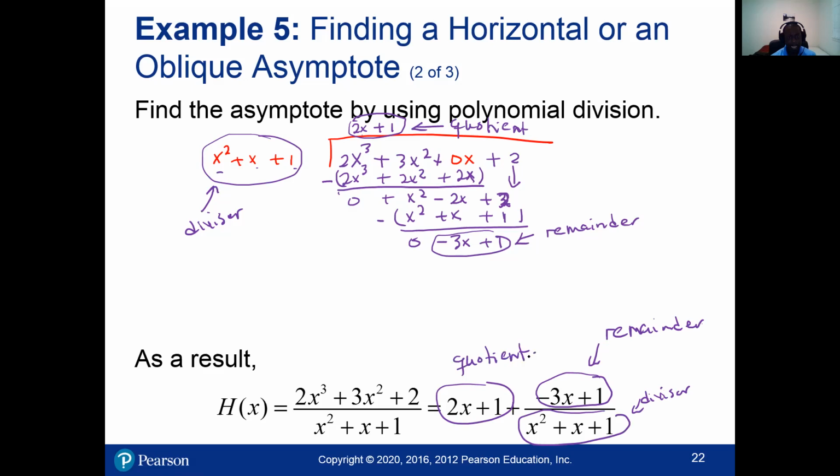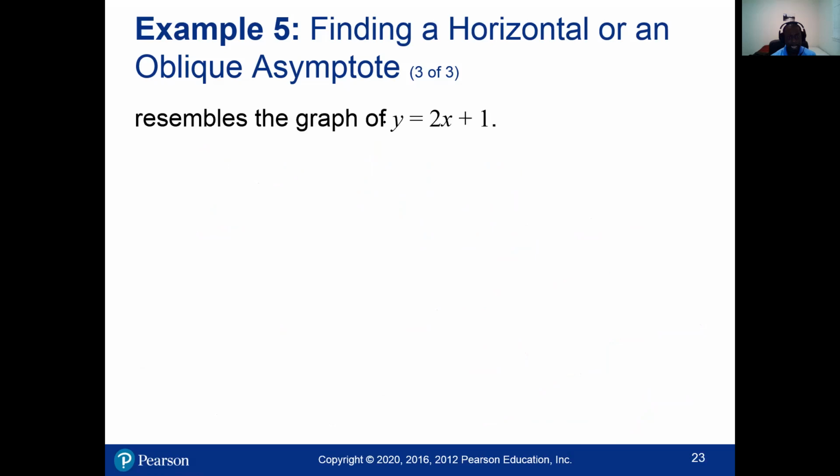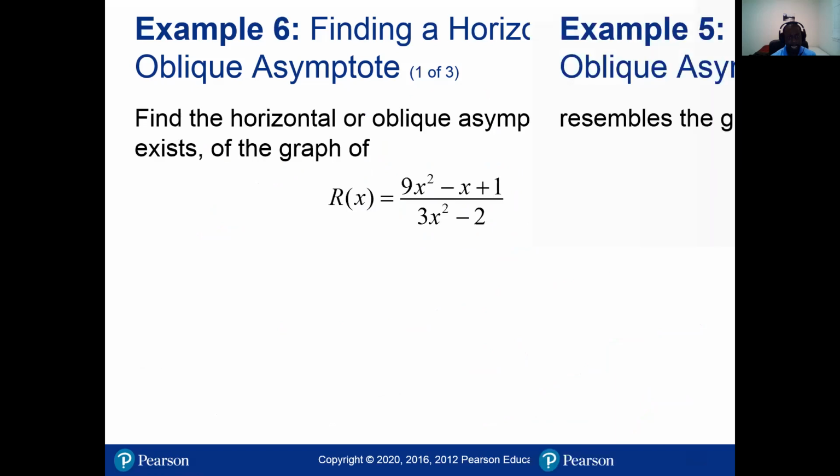So in the next slide, the line y is equal to the quotient, which is 2x plus 1, is actually your oblique asymptote. So we say that the graph resembles this, meaning that this is your oblique asymptote. All right. Here is another example.